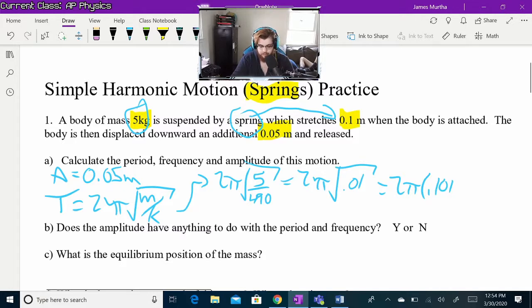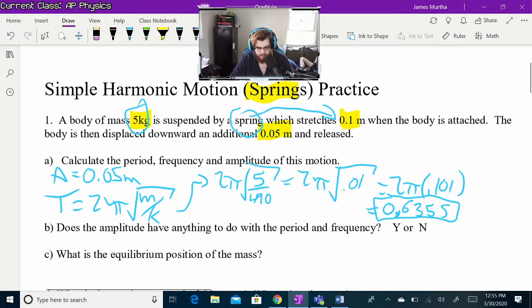Now I have to multiply this by 2 and multiply it by pi. Where's the pi button on the iPhone? There we go. When you multiply it by 2 pi, that gives us a period of 0.635, and that's going to be in seconds. And that right there is our answer. 0.635 seconds is our total period to do this.